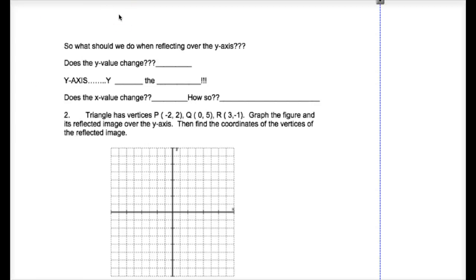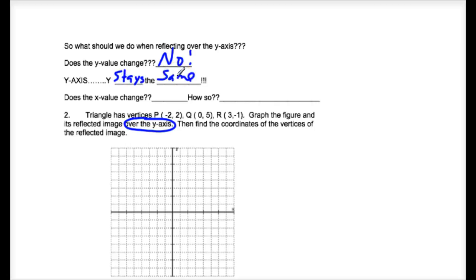This one we're going to do, we're going to reflect it over the y-axis. Circle in the problem, reflect it over the y-axis. Now, if we're reflecting things over the y-axis, does the y value change? No. Y-axis, y stays the same. How does the x value change? Or does the x value change? Yes. How? Times it by -1. Multiply by -1. Or, what's another word for that? Take the opposite of the x value. The opposite. Right?